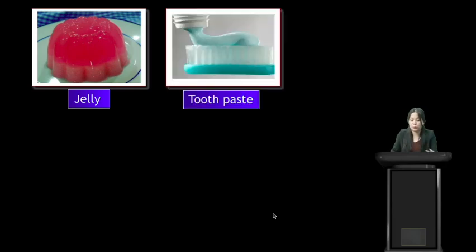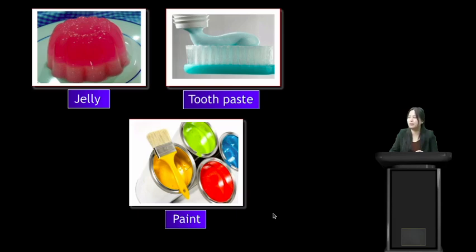Alright students, here we have jelly. Have you ever seen jelly? Yes, we have all seen it. And we have toothpaste, which we use to brush our teeth every day. The next example we have here is paint, the paint that we use for painting our homes, buildings, and for various other purposes. So these are the three examples. What type of mixtures are these? Any guesses, students? Jelly, toothpaste, and paint. What type of mixtures are these?